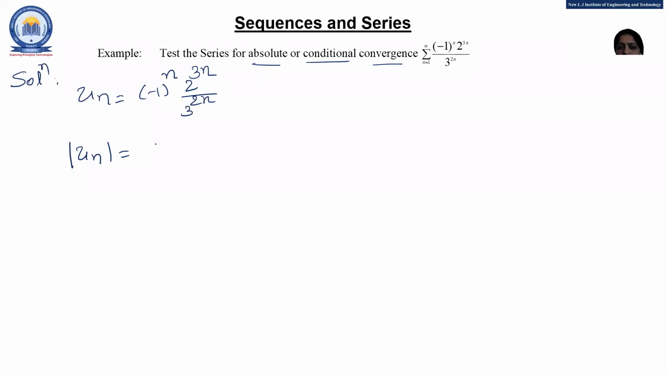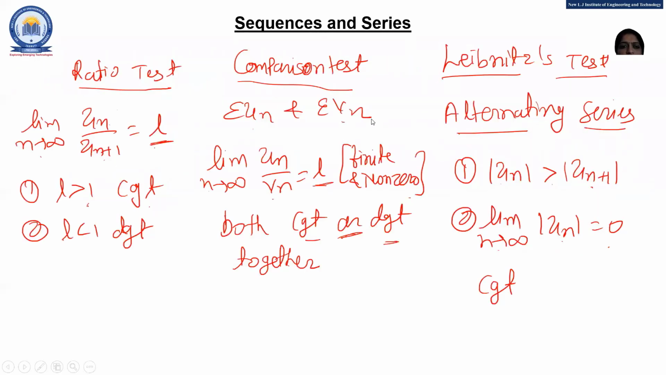So my mod un is just 2 raised to 3n upon 3 raised to 2n. And here my series has power n, so I'm going to apply the ratio test. That's why I need un plus 1, because this is the ratio test: un upon un plus 1, right?